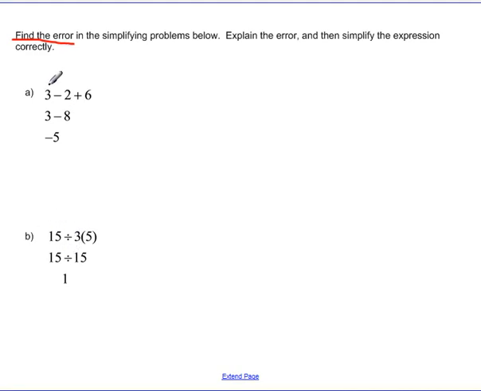So here, my first problem, I have 3 minus 2 plus 6. And it looks like they took 2 plus 6 to come up with 8, and then they did 3 minus 8 to come up with negative 5. And at first that might seem perfectly reasonable, especially if we think about order of operations, thinking about it as PEMDAS, written out this way.